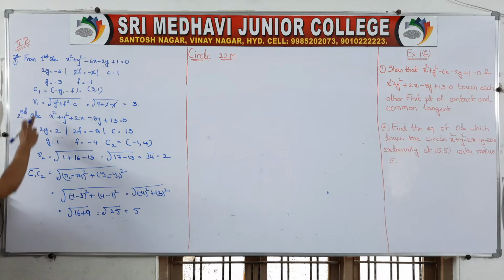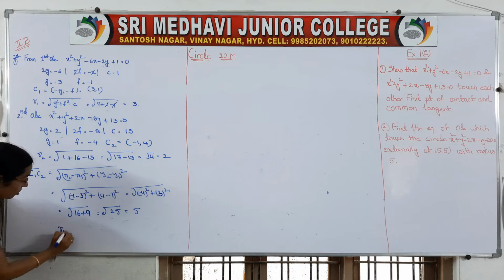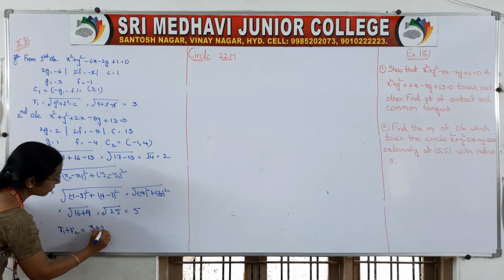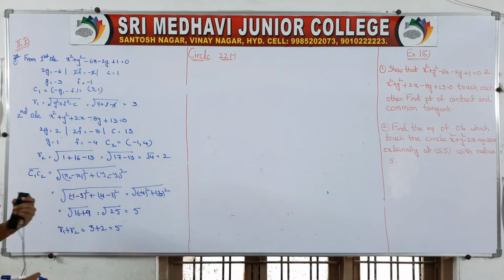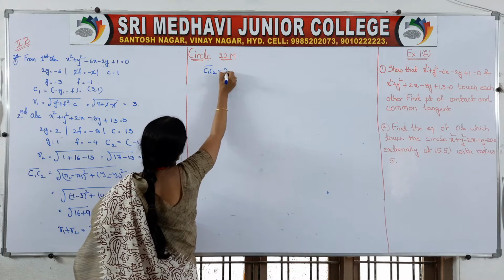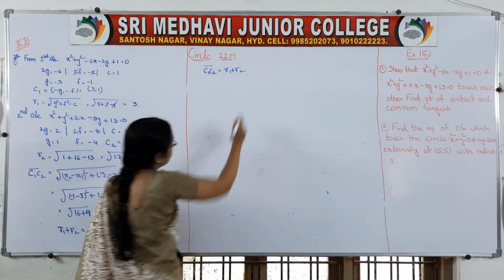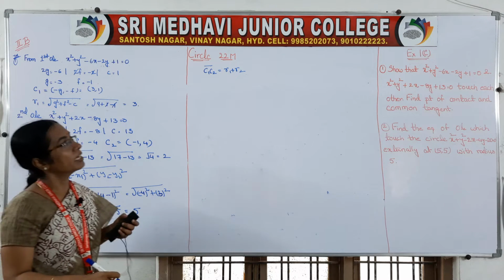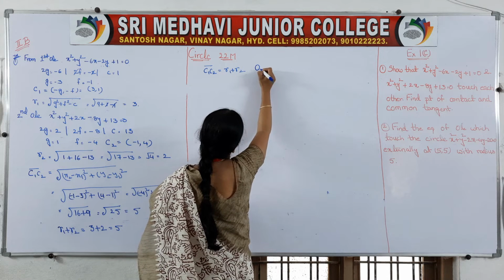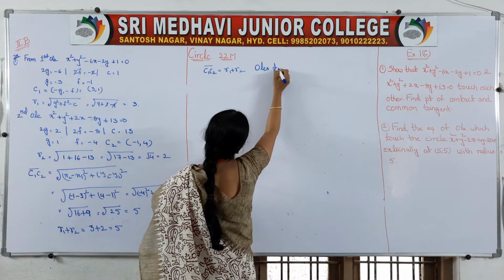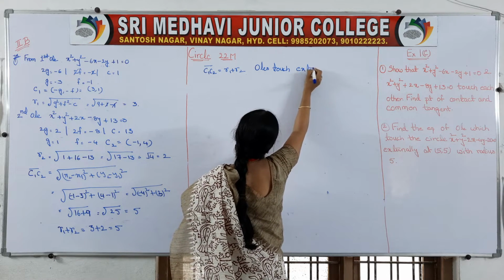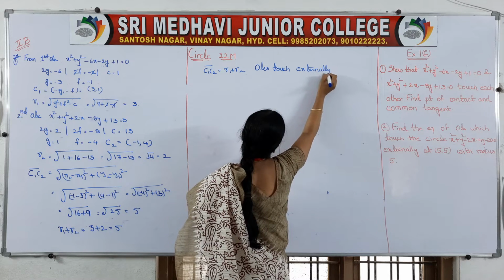Now check the R1 and R2 values. R1 plus R2 is equal to 3 plus 2, which is equal to 5. So which condition is satisfied? C1C2 is equal to R1 plus R2. Whenever C1C2 is equal to R1 plus R2, the circles touch externally. We already discussed all these conditions in the previous class.